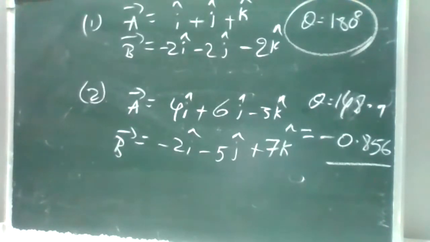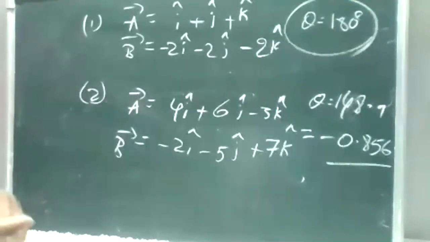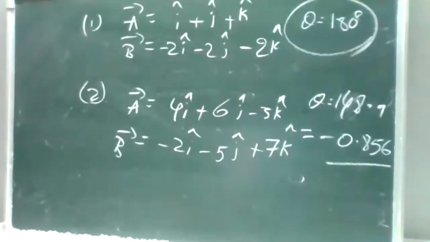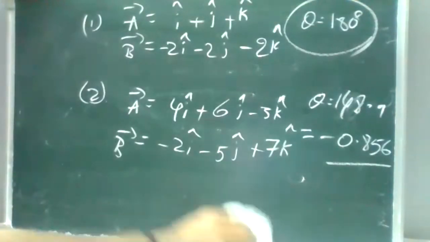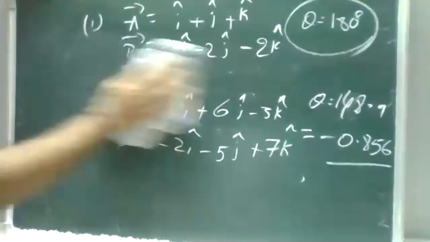Okay, take the next question. Yes, ma, it is 0.866 approx. Okay, fine, no issues. It is 0.866 approx. When you are getting it, theta is equal to 148.9. Okay, next question. Just take the values.